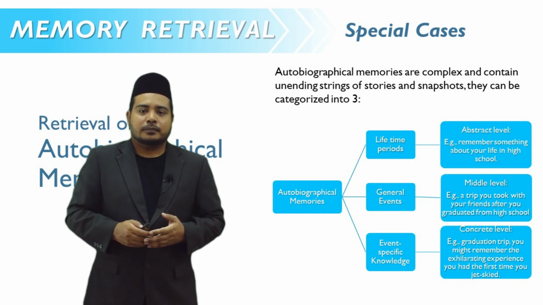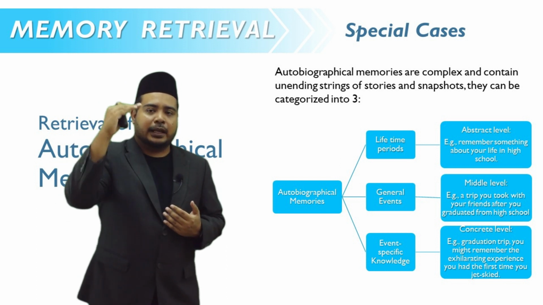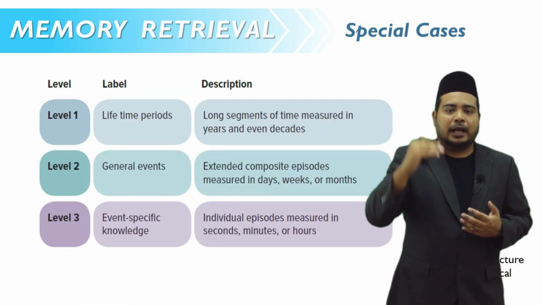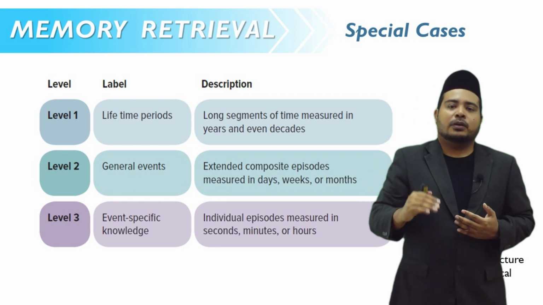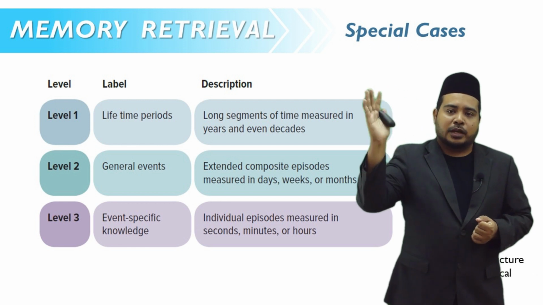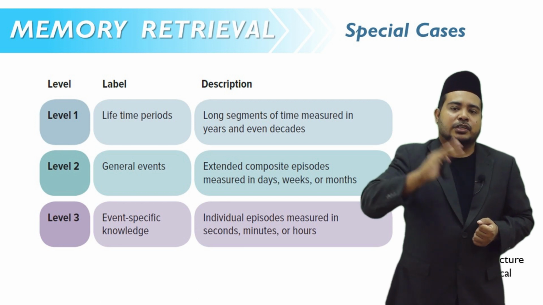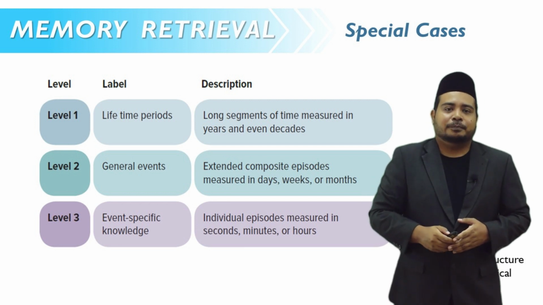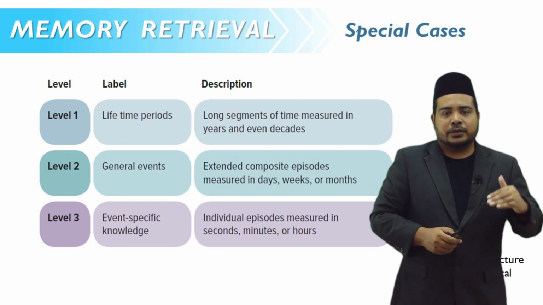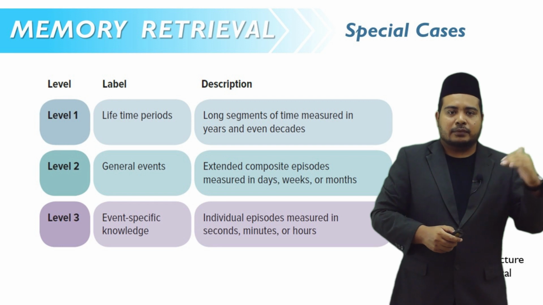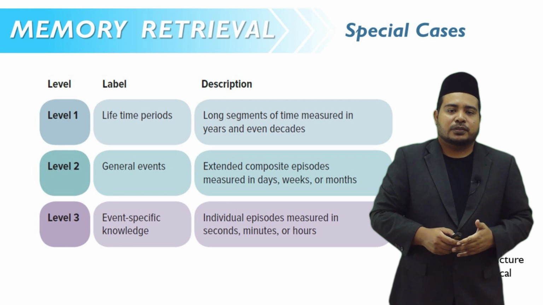So under autobiographical memories, we have three types of memory: lifetime periods, general events, and event-specific knowledge. Lifetime periods are at the abstract level, general events at the middle level, and event-specific knowledge at the concrete level. So we have level 1, level 2, and level 3. Level 1 is abstract, level 2 is the middle level, general events, and level 3 is event-specific knowledge.